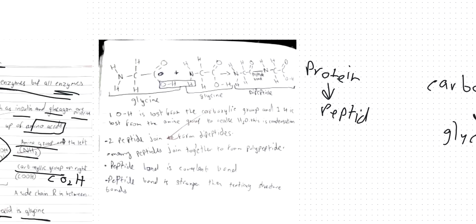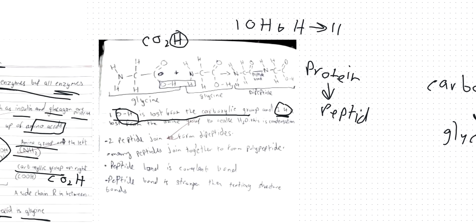In a peptide bond, one OH is lost from the carboxylic group. Remember, carboxylic is CO2H. So one hydrogen and one oxygen from the carboxylic group and one hydrogen from the amine group. When these combine together, OH plus H, you get H2O. You are releasing water. Therefore, when a peptide bond is formed, it's a condensation reaction. Two amino acids form together to make a dipeptide. And many amino acids combine together to form polypeptides. When you have a lot of peptide bonds, that will be called a polypeptide.